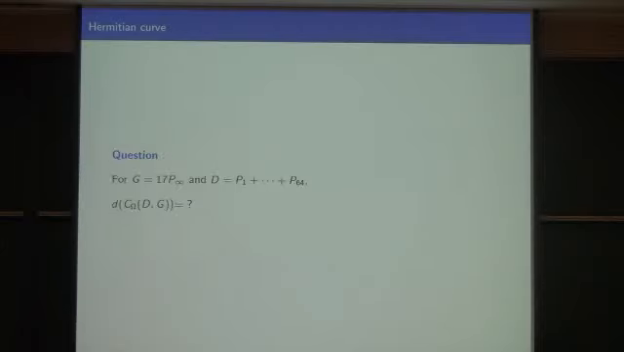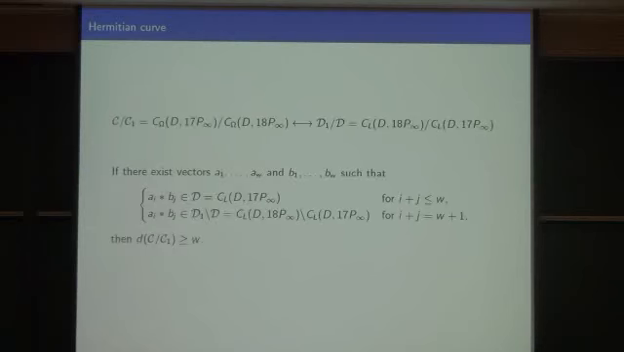All right. So my question is, if G is 17P∞ and D is the sum of the rational points, how can you find the minimum distance of this code? Okay. So we're going to use the coset bound theorem. So my C is what we want to find. This is my C_Ω(D, 17P∞). And C1 is this. And the corresponding dual extension is going to be this here.